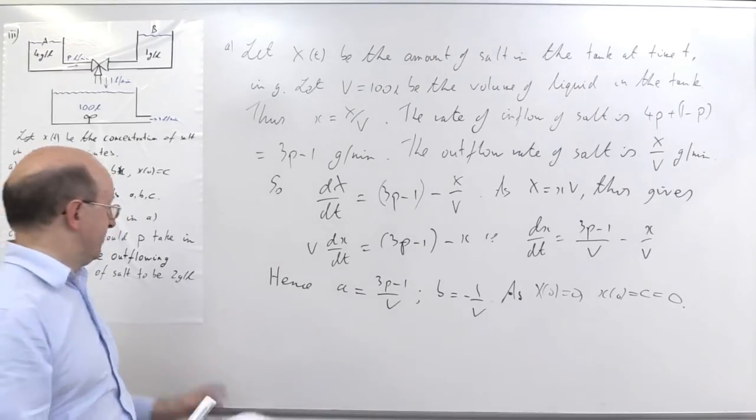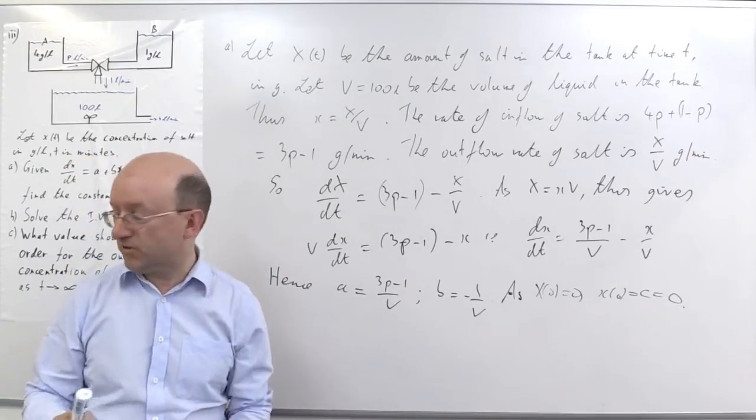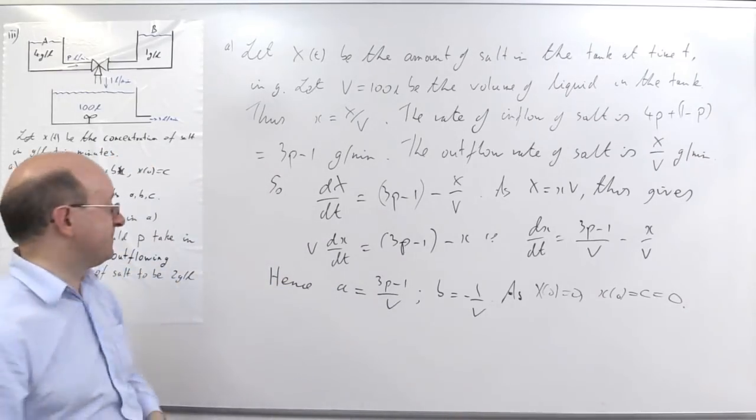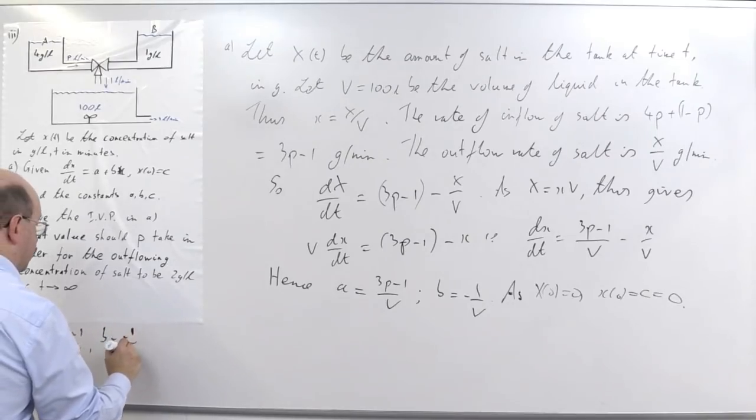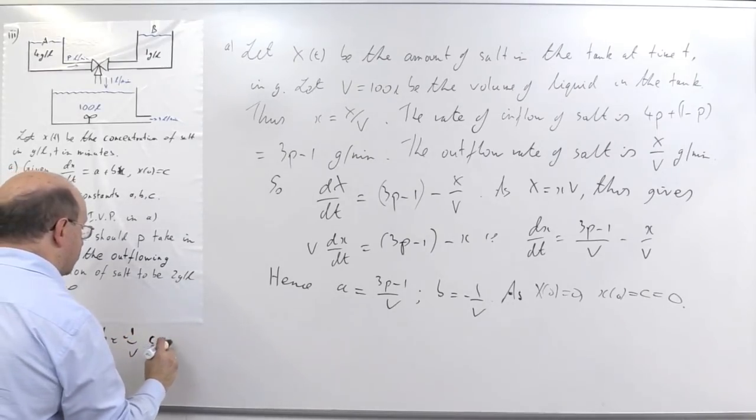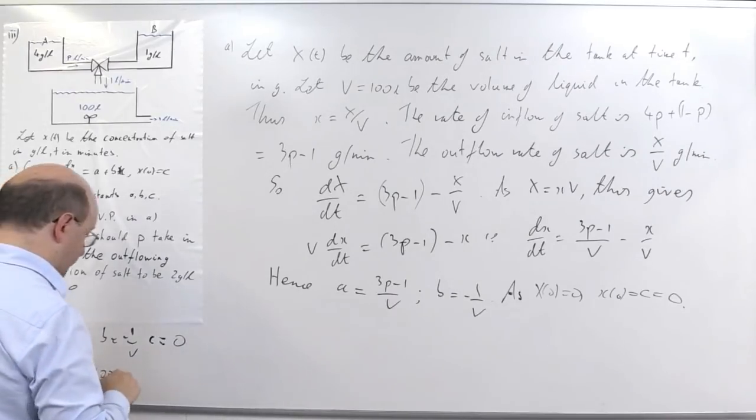All right. So now I'll write these down over here so we have them to reference, and we'll have to clean this off. We'll do the solution of the IVP. So we've got A is 3p minus 1 over V, B is minus 1 over V, C equals 0. The V, remember, is 100.